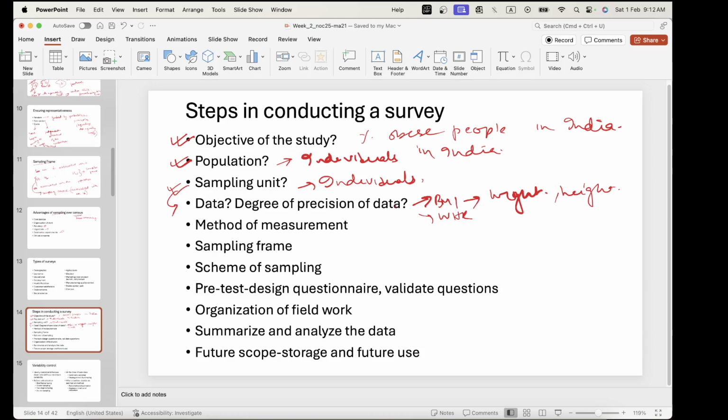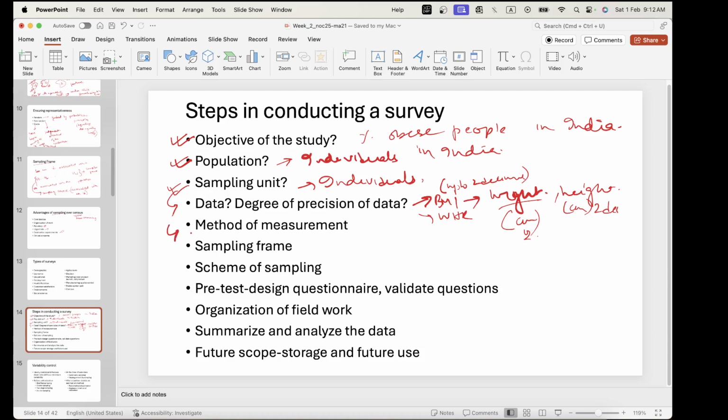And then the degree of precision of the data. So I want BMI up to, let's say, 2 decimal places. Okay, I want to calculate height in centimeters. I want to calculate correct up to 2 decimal places. I want weight correct up to 2 decimal places, something like this. So the data that I want to collect is information on these variables, the variables collected from these individuals.